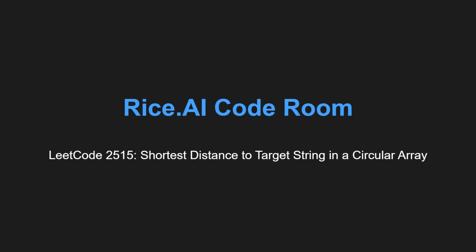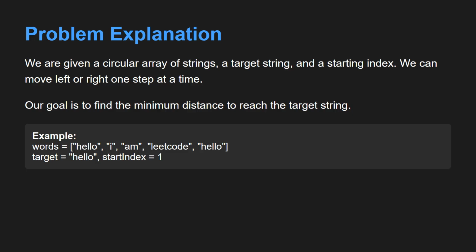Today we are tackling LeetCode 2515, shortest distance to target string in a circular array. In this problem, we are given a circular array of strings, a target string, and a starting index. Because the array is circular, the end connects back to the beginning. We need to find the shortest distance to the target string by either moving left or moving right.